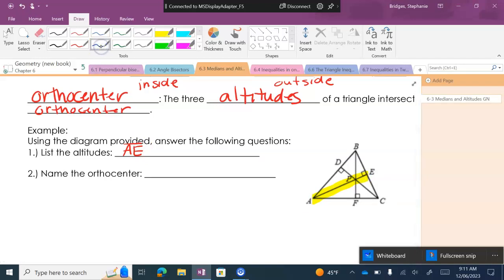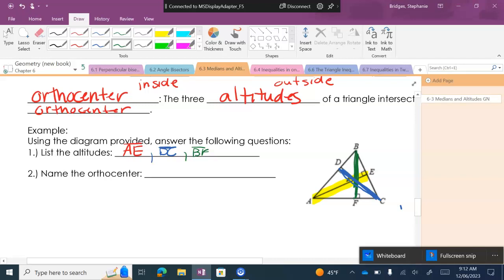DC. What'd you say, DC? Mm-hmm. DC or CD, either way you want to call that one. That's from the vertex. Whoops, I'm trying to write. From the vertex to the opposite side, that one. And then what's the other one? BF, yeah. Okay, so that's the third one, from the vertex to the opposite side.